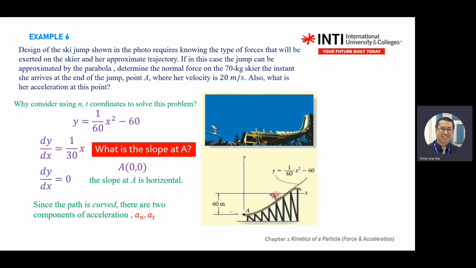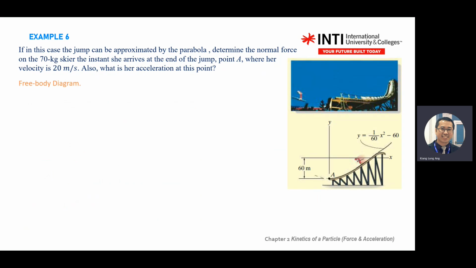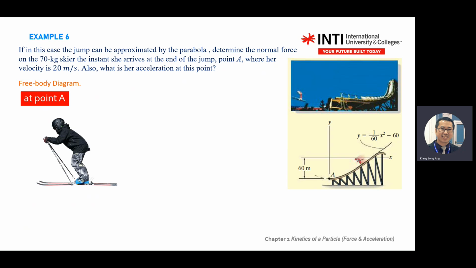So yeah, again, it's a curvilinear motion. You have a normal and tangent direction. So at point A, I'm enlarging the skier at point A. So you put in normal and tangent direction. Normal pointing up because the curve is curved down. Tangent is 90 degrees to the normal.